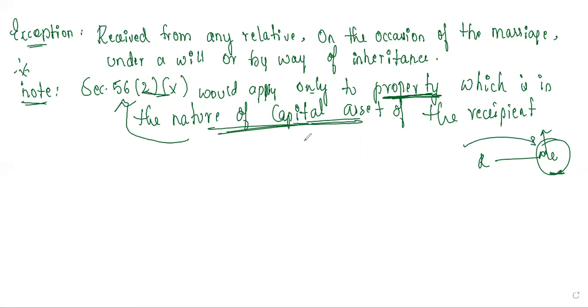That's all. Okay, so this is about the theory part of income from other sources.